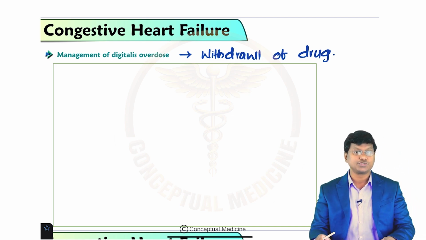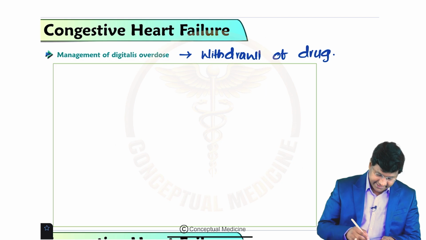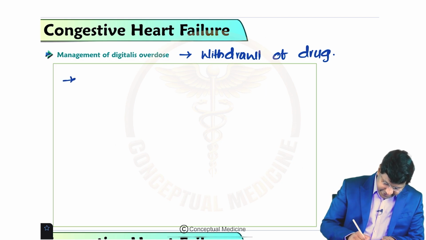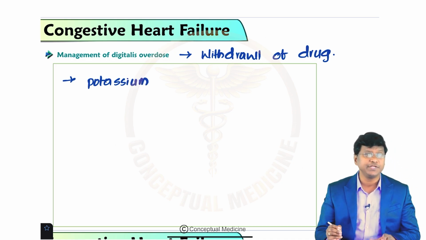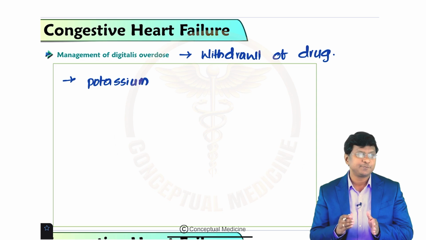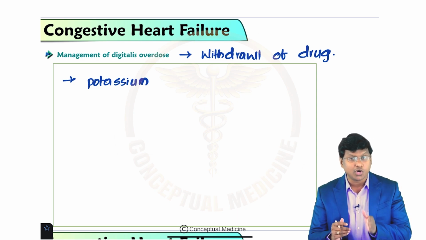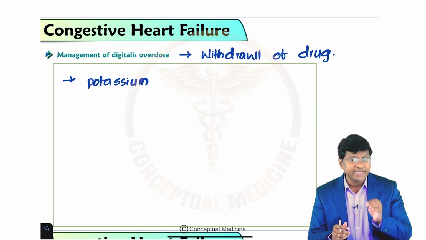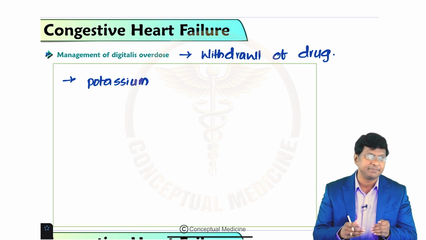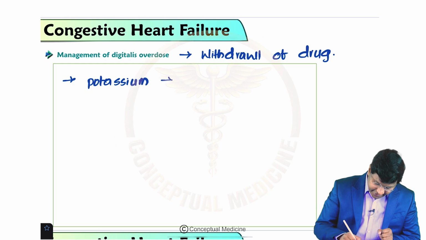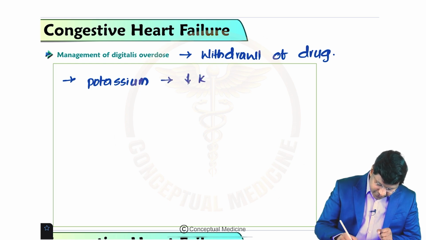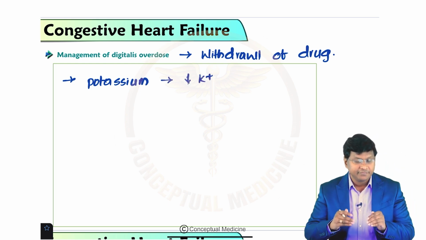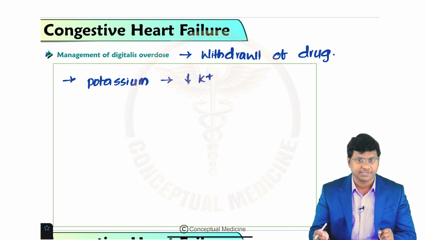Right, first and foremost, withdrawal of the drug. And then you need to supplement the potassium. This potassium is administered cautiously and by oral route. And this potassium is supplemented, particularly if hypokalemia is present. Why? Because hypokalemia will precipitate the digoxin toxicity.